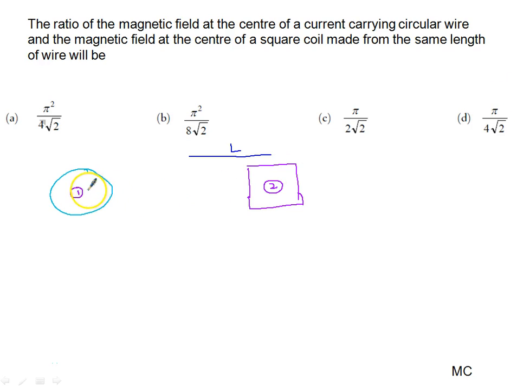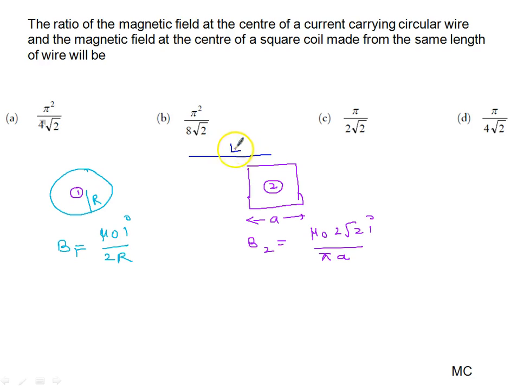If I say this circular wire is of radius r, then I think it is clear to us B1 can be written as mu naught I upon 2r. In this situation, I think in the last question we derived the expression. If there is a square of side small a, then the magnetic field at the center of the square can be written as mu naught 2 root 2 I upon pi a. Okay. Now we have to convert this r in terms of L and this a in terms of L, then we have to divide only.